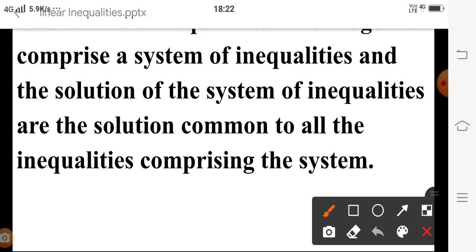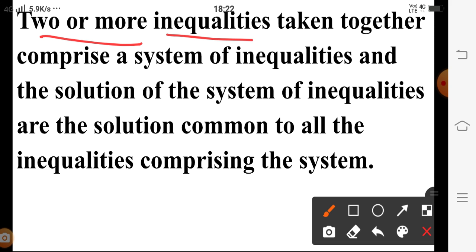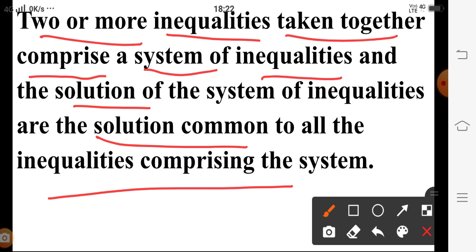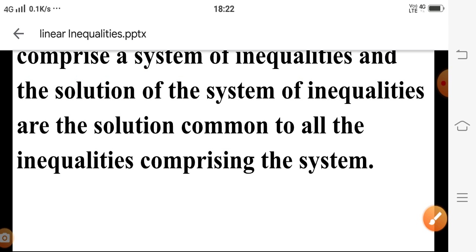Two or more inequalities taken together comprise a system of inequalities, and the solution of the system of inequalities is the solution common to all the inequalities comprising the system. It means that in any step, if you substitute the value, then the inequality must be satisfied.